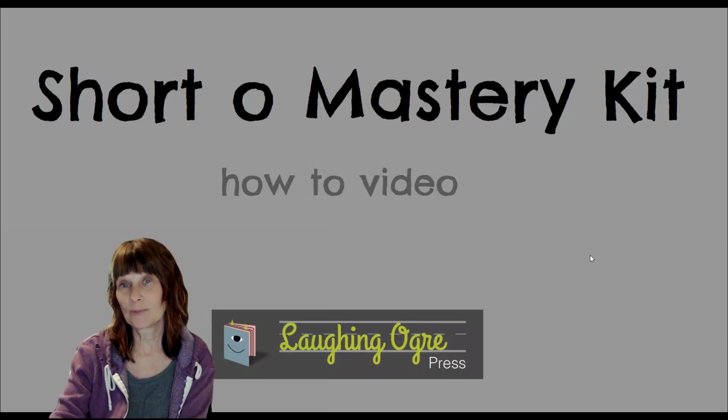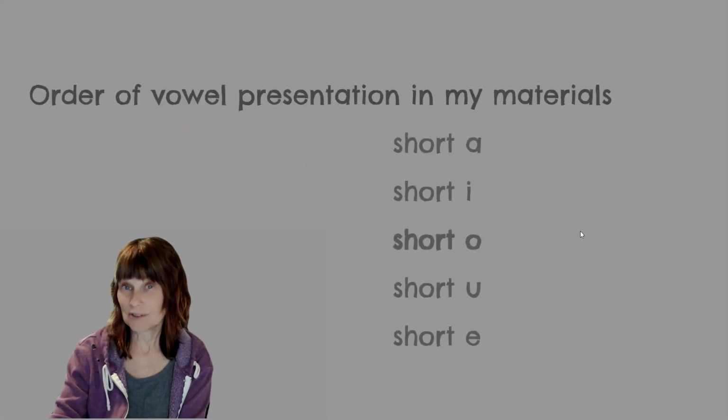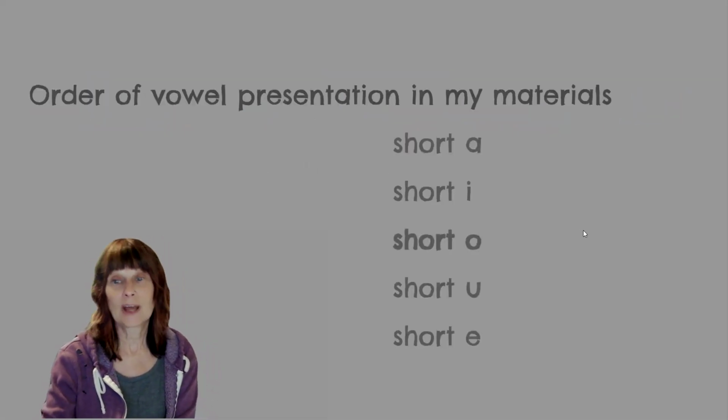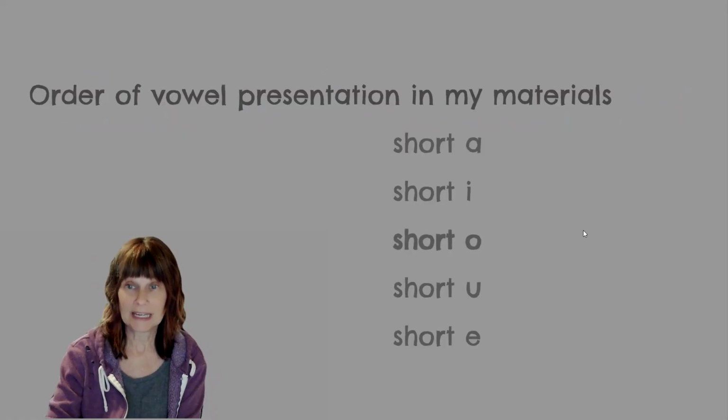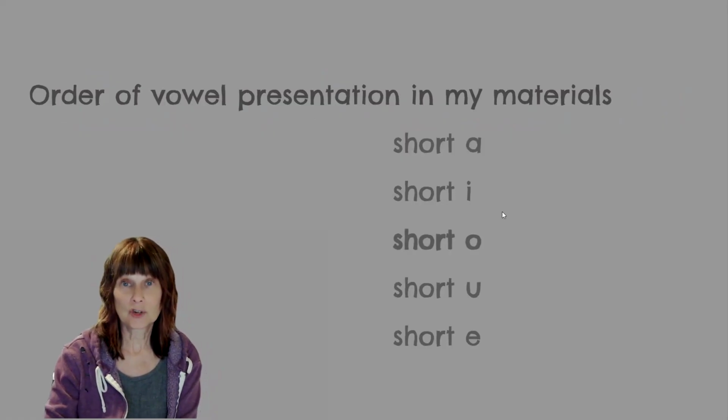All right, my order of presentation of vowels are A, I, O, U, and E. So currently we are looking at the Short O Mastery Kit, which means we are also going to be seeing Short I and Short A because my work is cumulative. So once we start working with Short O, that would mean that Short I and Short A are probably mastered.